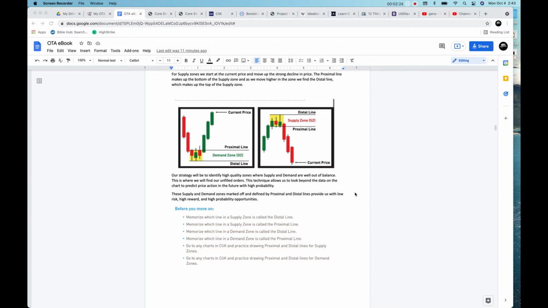So before you move on, memorize which line in a supply zone is called the distal line. You'll need to memorize which line is also called the proximal line in the supply zone. You'll need to memorize which line in a demand zone is called the distal line, and which line in a demand zone is called the proximal line. Go to any chart in your preferred trading platform, practice drawing proximal and distal lines for supply zones, and practice drawing proximal and distal lines for demand zones.